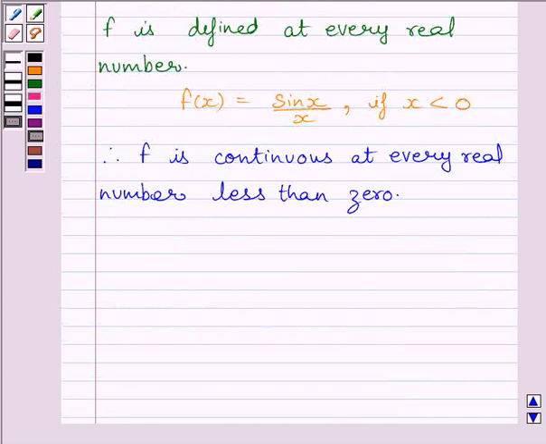Now let us discuss continuity of the function at all the points greater than 0. We are given function f given by f(x) equal to x plus 1 if x is greater than 0. Now this is a polynomial function and we know polynomial function is continuous at every real number. So given function f is continuous at every real number greater than 0.